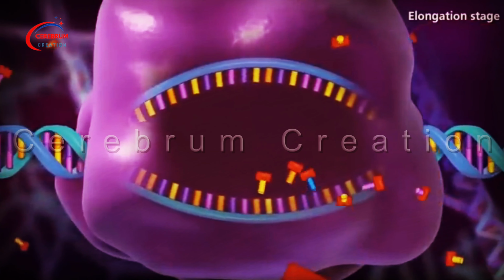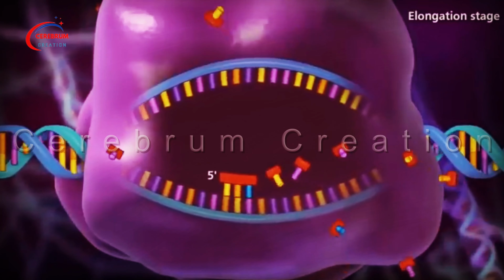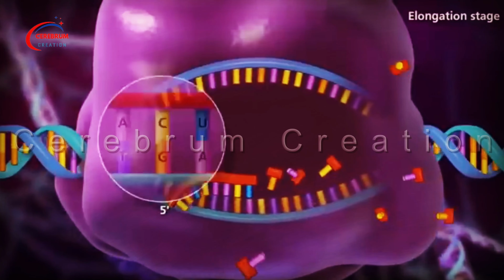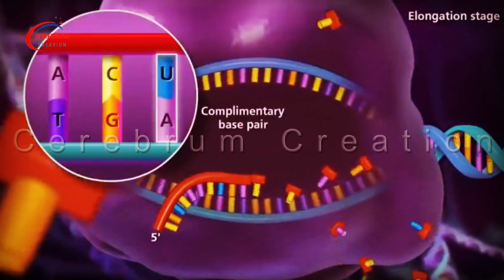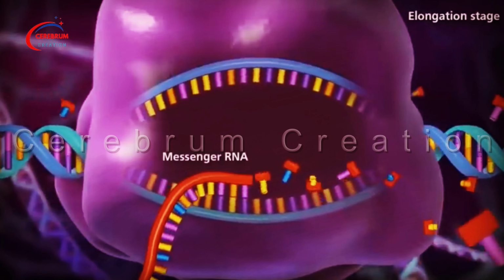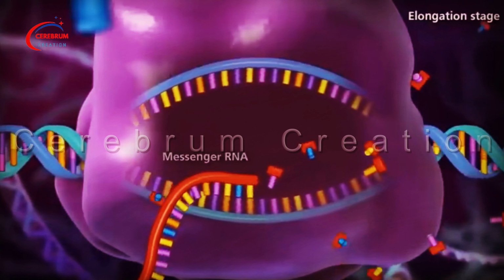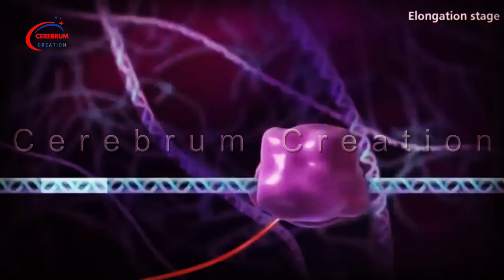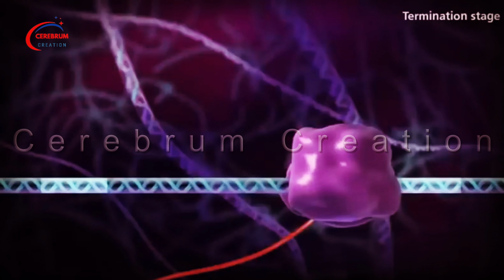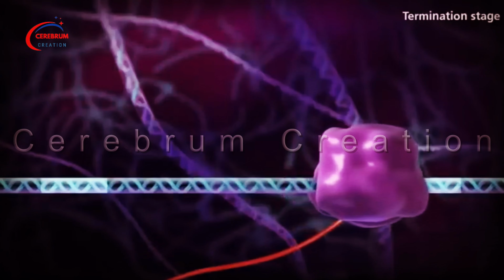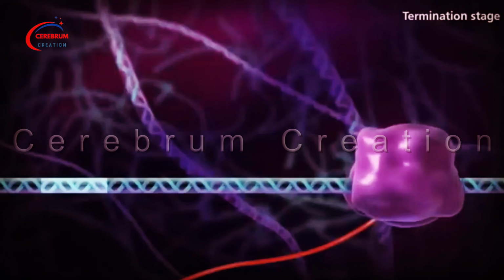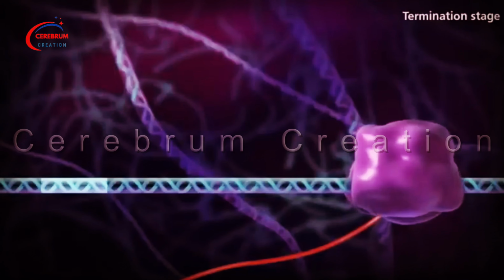Then during elongation, the RNA polymerase slides along the template DNA strand. As the complementary bases pair up, the RNA polymerase links nucleotides to the 3' end of the growing RNA molecule. Once the RNA polymerase reaches the terminator portion of the gene, the messenger RNA transcript is complete. And the RNA polymerase, the DNA strand, and the messenger RNA transcript dissociate from each other.